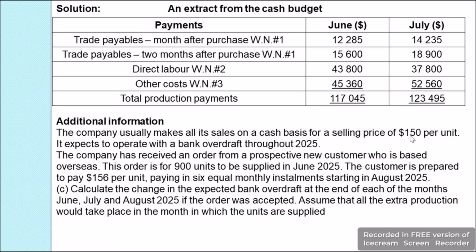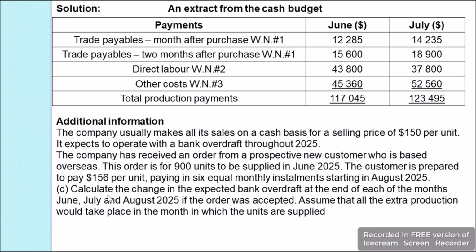Furthermore, we have additional information which states that the company usually makes all its sales on cash basis for a selling price of $150 per unit. It expects to operate with a bank overdraft throughout 2025. The company has received an order from a prospective new customer who is based overseas. This order is for 900 units to be supplied in June 2025. The customer is prepared to pay $156 per unit, paying in 6 equal monthly installments starting in August 2025.